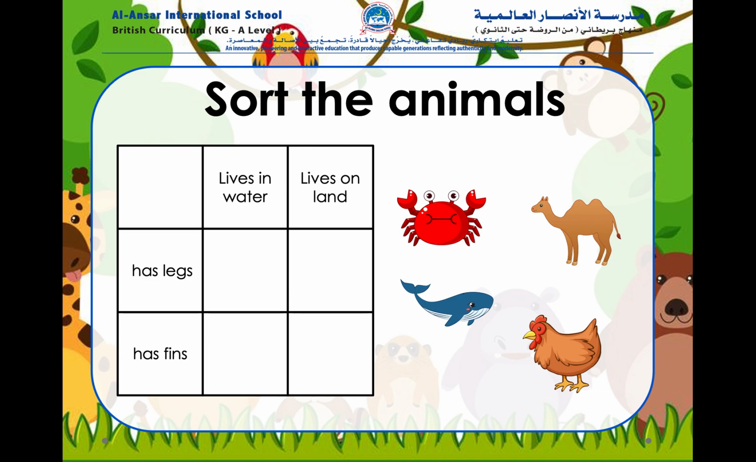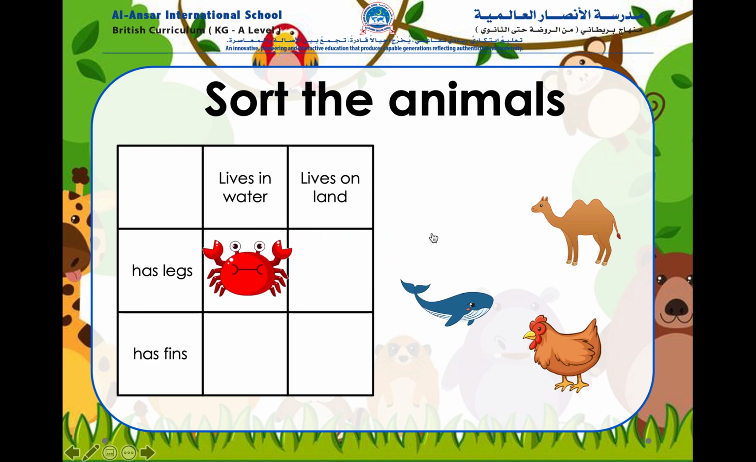Let's try sorting out these animals. We have a crab, a whale, a camel, and a hen. And we can sort them into animals that live in water and animals that live on land, and animals that have legs and animals that have fins. Let's look at the first one. We have a crab. Does the crab have legs? Yes, it does. Does it live in water? Yes, it does. So we can put it in the block that says lives in water and has legs.